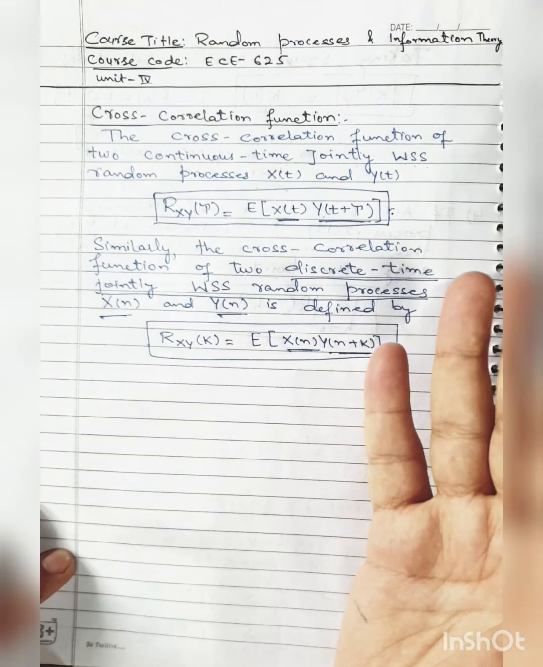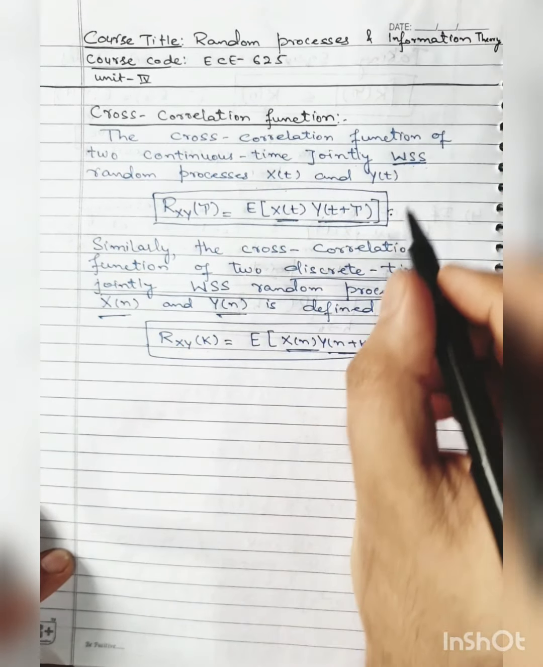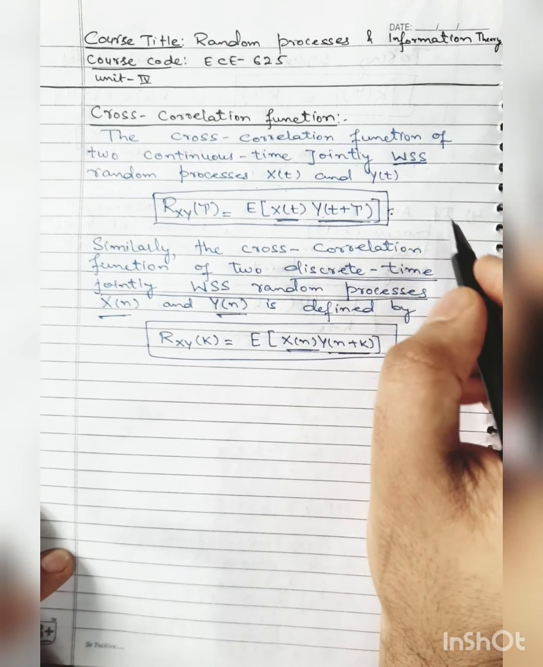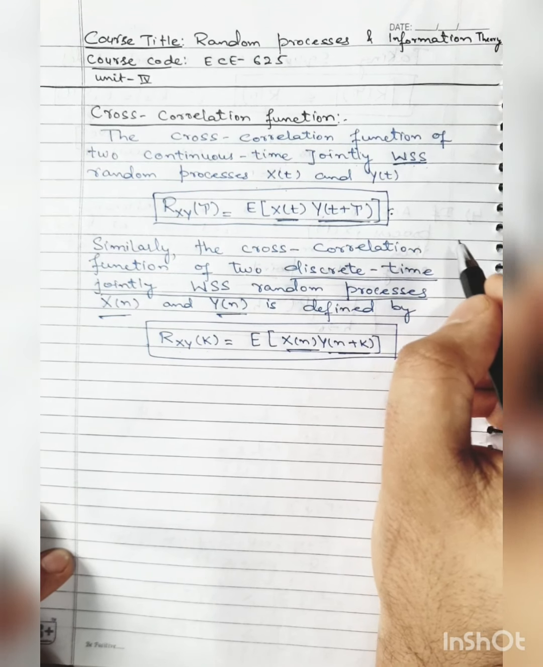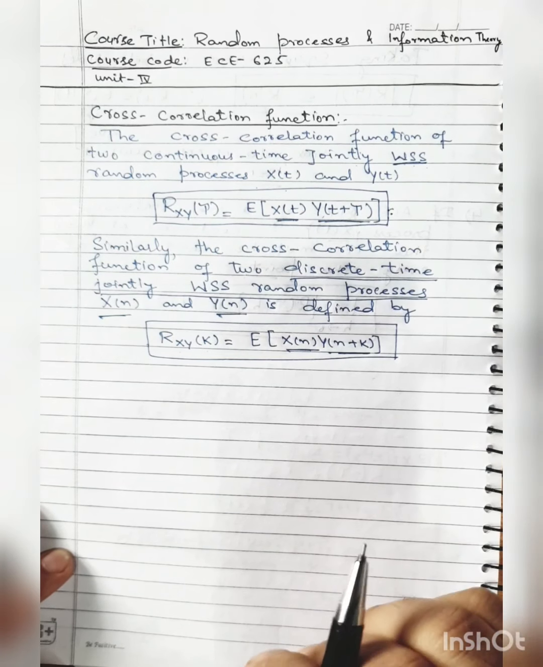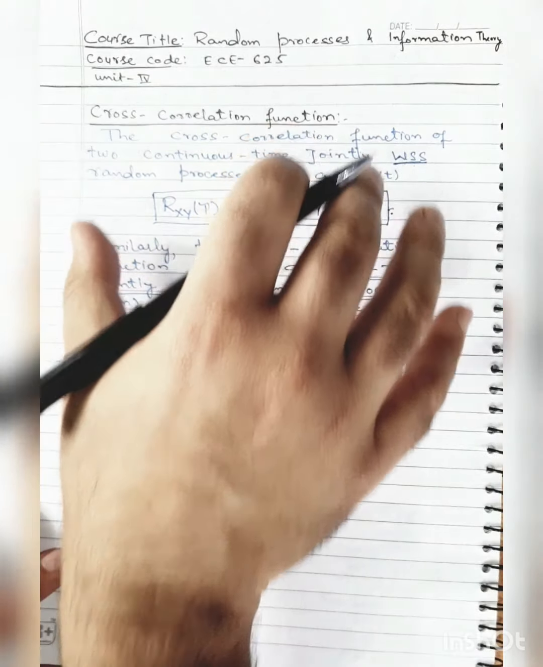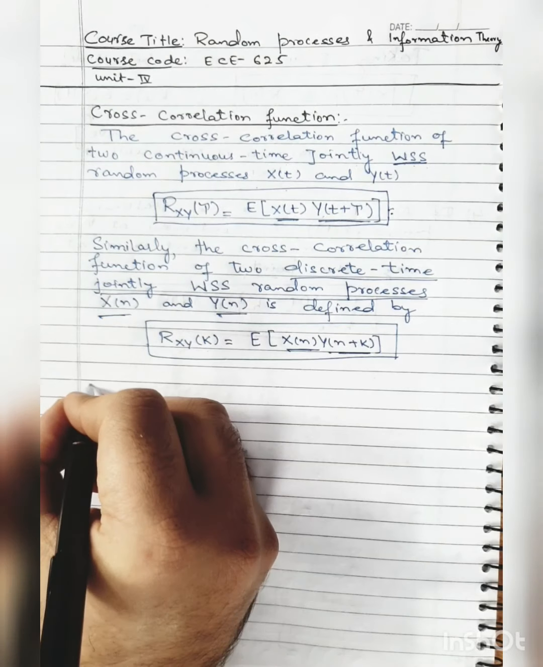I have already defined in my previous lectures what is meant by wide sense stationary. That means a random process is said to be wide sense stationary if its mean as well as variance is constant, and its autocorrelation function depends only on the difference of the time. That's it. This is called the quantitative method of defining the cross correlation function.